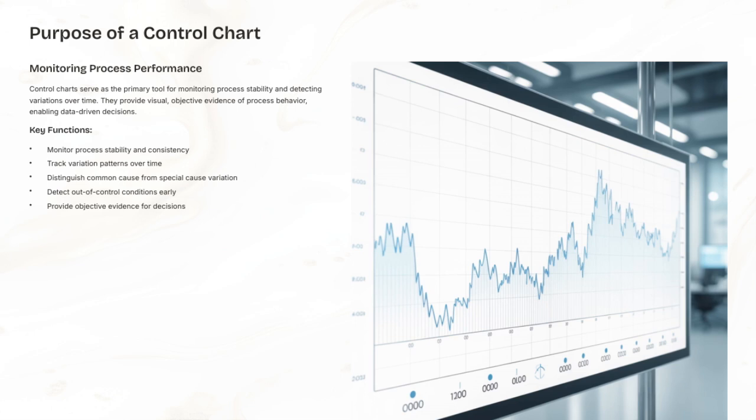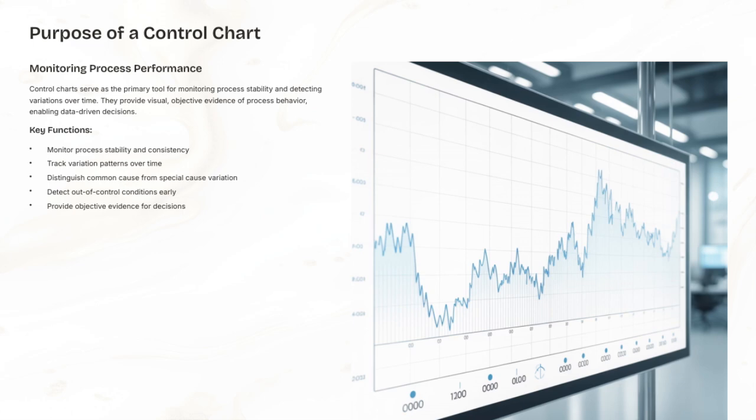They help us distinguish between common cause variation, which is normal, and special cause variation, which indicates something unusual happening. Tracking variation patterns over time is another key benefit. It helps us monitor our process stability and consistency, making sure we're staying on track.